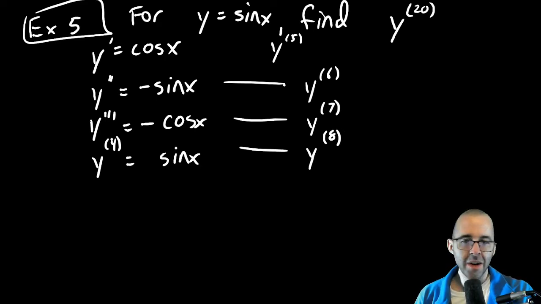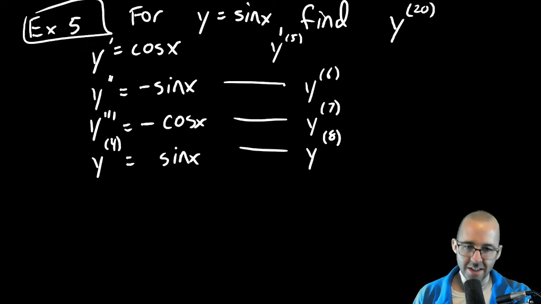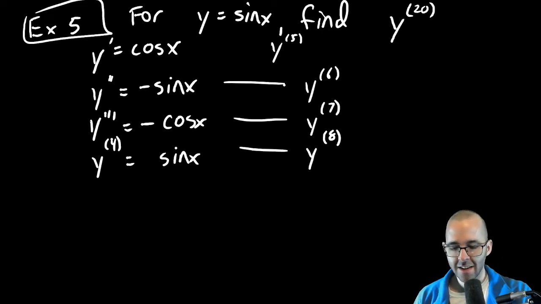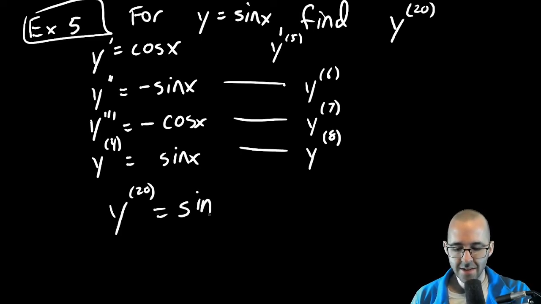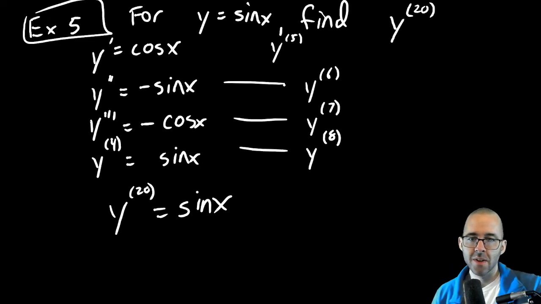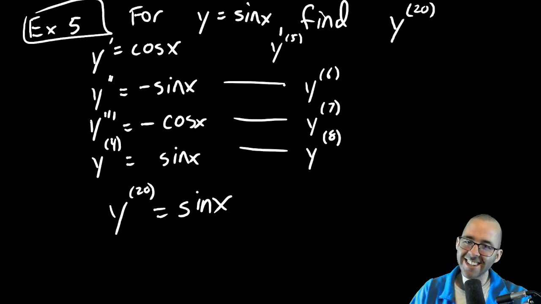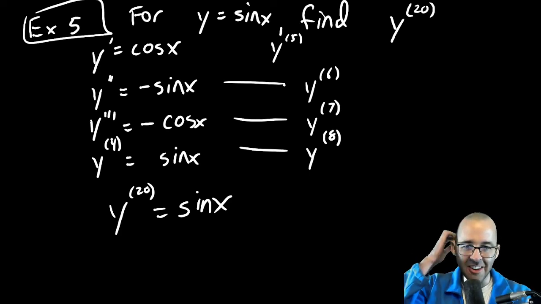Well, if we count by 4, right? Every fourth derivative, 4th derivative, 8th derivative, 12th derivative, 16th derivative, 20th derivative are all going to be the same. All right. So the 20th derivative is just the original function. And you could do the derivative 20 times, but you don't have to. Okay. Now, if I made you do this problem for like cosecant, then you'd have a bit more of a headache.